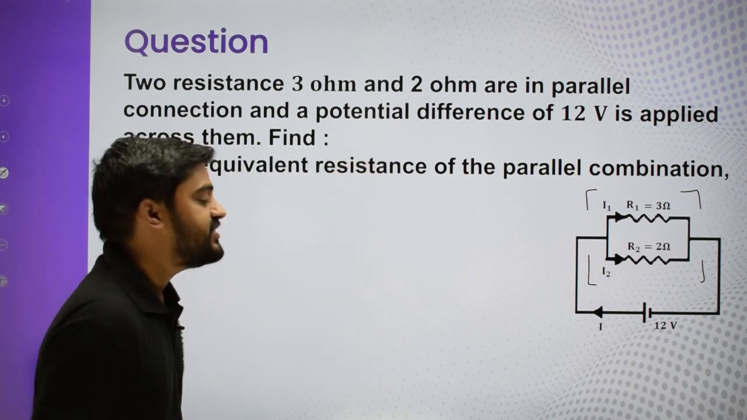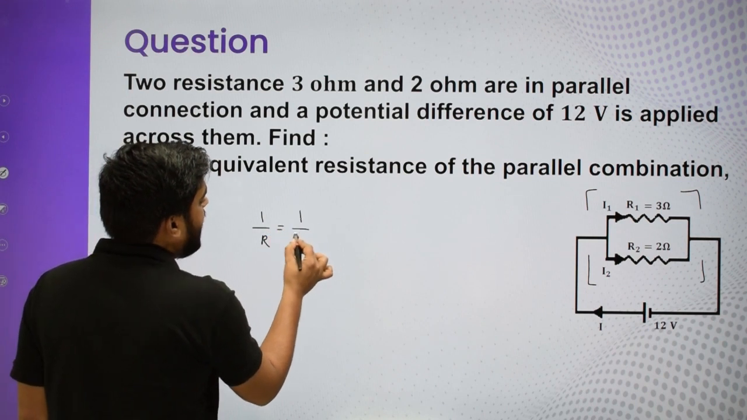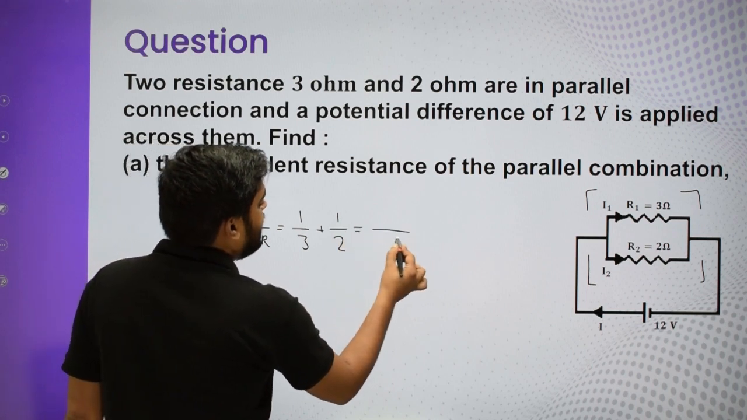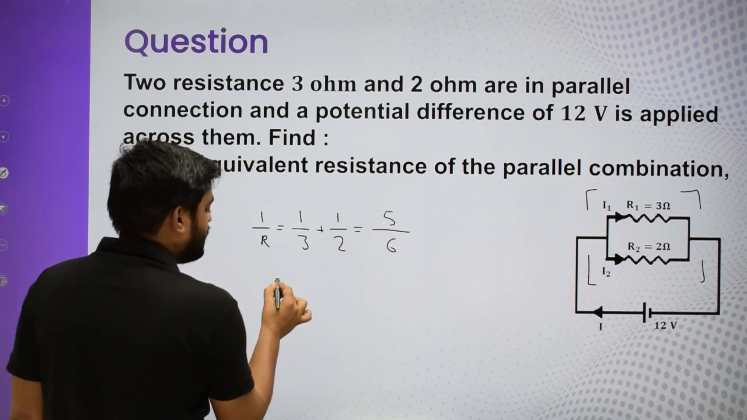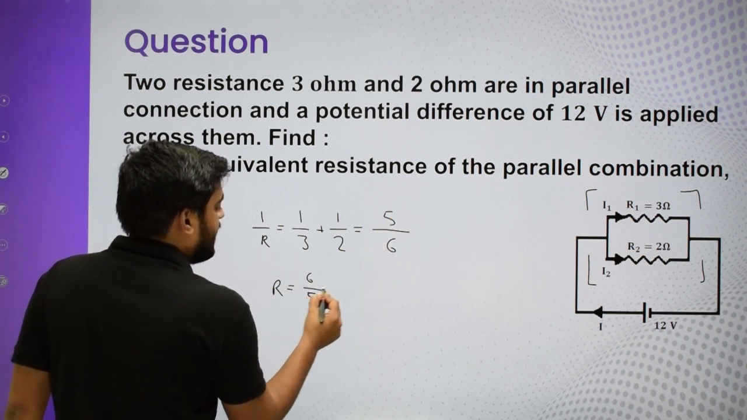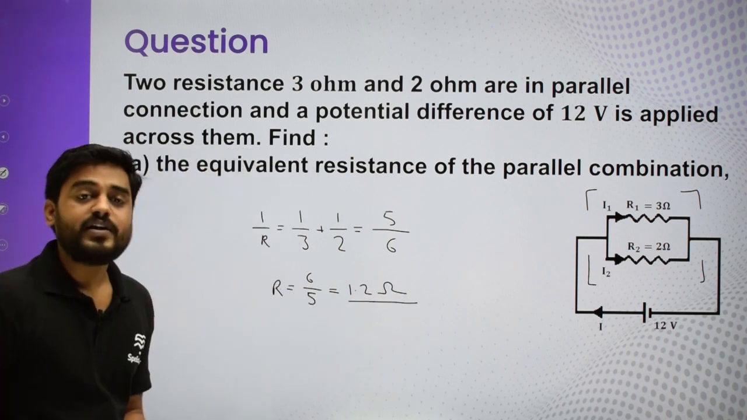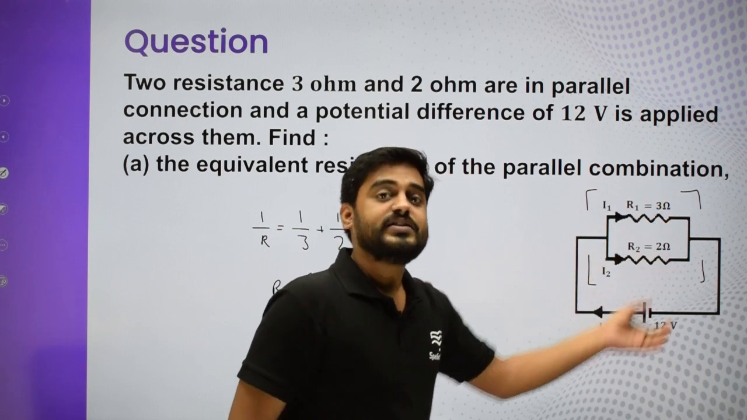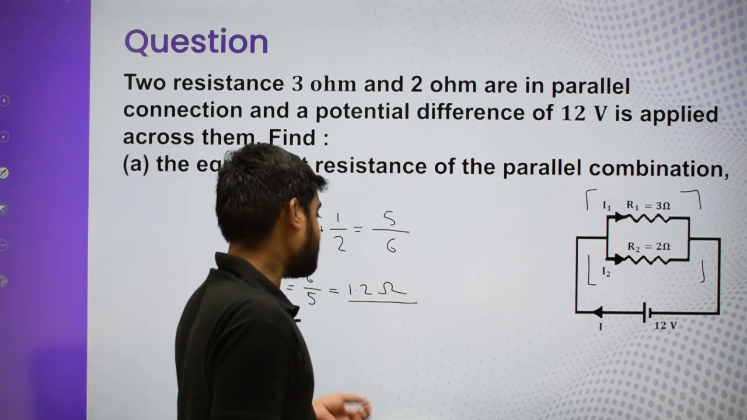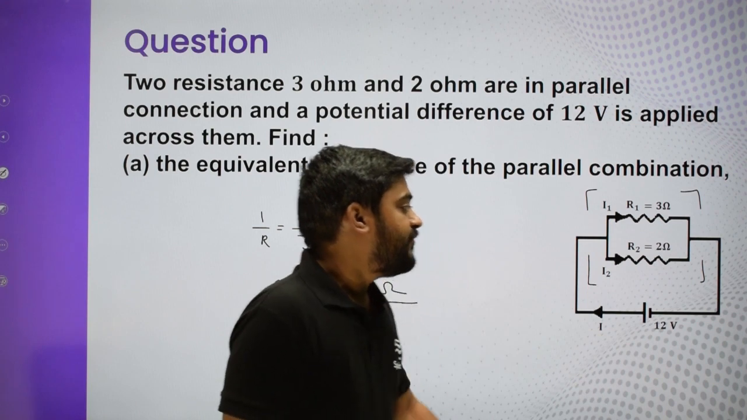For the total resistance of this combination, we can simply apply the formula: 1 by total resistance is equal to 1 by R1, which is 3, plus 1 by R2, which is 2. If you solve, you get 5 by 6. You reciprocate it, so 6 by 5, and that gives me 1.2 ohm. So 1.2 ohm is the total resistance of this entire combination. This is a very simple combination. Later we are going to discuss some more complex combinations.